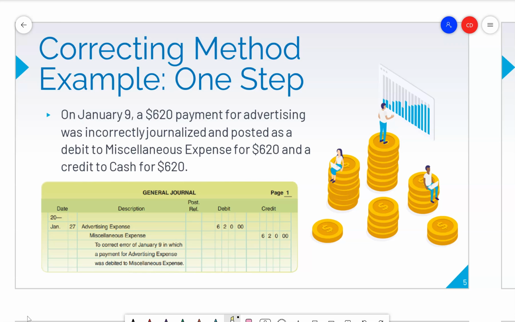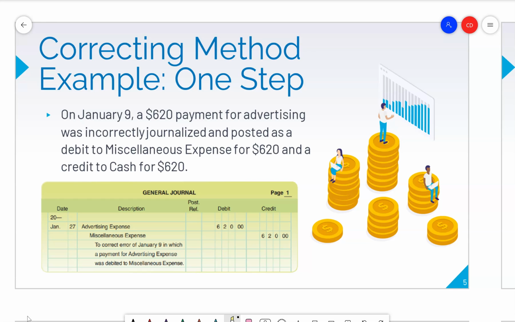On January 9th, a $620 payment for advertising was incorrectly journalized and posted as a debit to miscellaneous expense for $620 and a credit to cash for $620. So we're going to do this in one step. I think it's helpful to see the incorrect entry and then do the correcting entry. On your notes, you will see that I provided you with the incorrect entry, but I will write it up here for us.